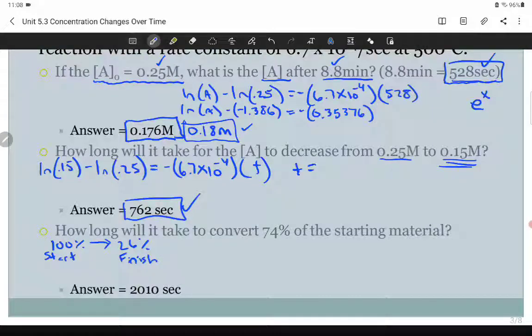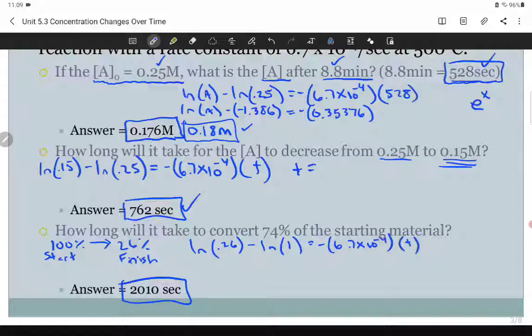So we can do the same question that we just did before, but with new numbers. So 26% is 0.26. Natural log of the starting material, 100%, can use 1, equals the same rate law constant that we've been using, and then we don't know time. So it's almost identical to the previous question, except this time we have different numbers. And so when you solve for t, this time it's 2010 seconds.